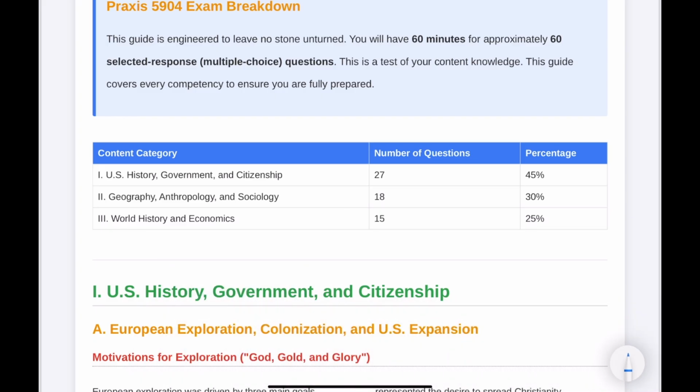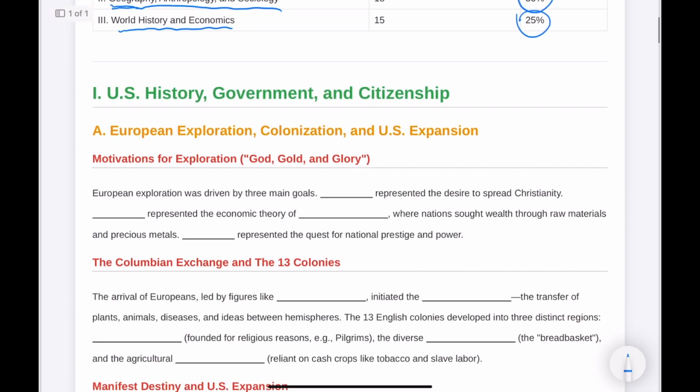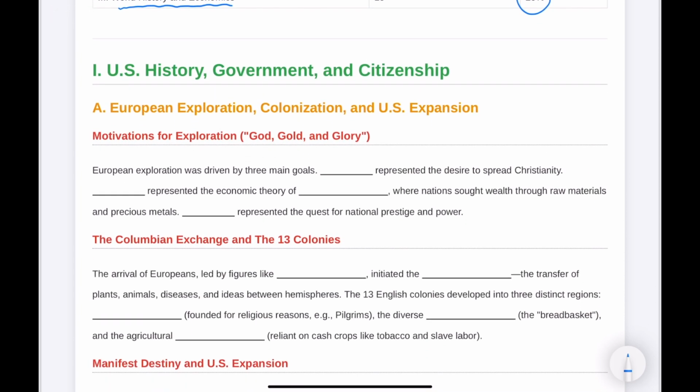So I am looking at the content category. Remember that the largest percent of this test comes from the U.S. history, government, and citizenship. Then next up, 30% are geography, anthropology, and sociology questions, and then 25%, or 1/4, of this exam will be all about world history and economics.